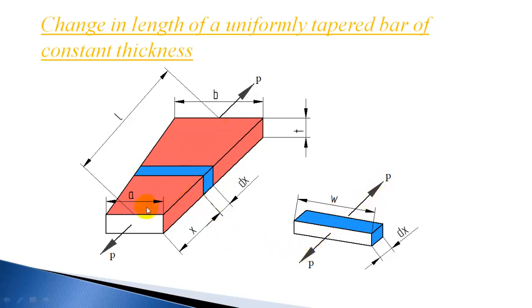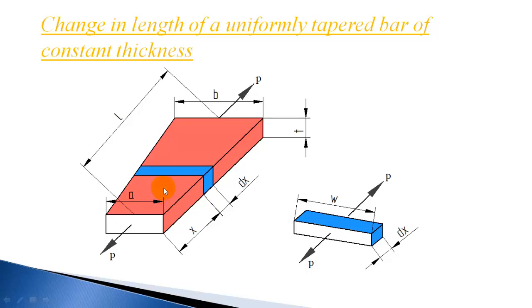The problem here is that the area is continuously changing. From this end the area is less, the right end area is more. So since the area is changing, you cannot use the PL by AE equation, because the deformation in each portion is going to be different. At the left end, the area resisting is less, so more deformation will take place, whereas at the right end, the area resisting is more, so deformation will be less. So the deformation is not uniform.